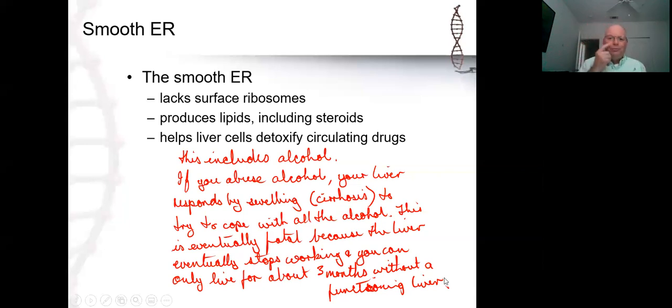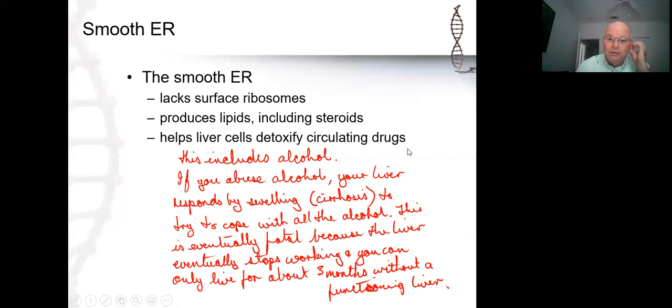So this is why alcohol abuse eventually becomes lethal, because the liver's response to all of that alcohol is to swell to try and make more smooth endoplasmic reticulum in the cells to cope with all of the alcohol. The problem with that is that eventually the liver functions stop because it can't continue to do this. And remember, alcohol is ultimately a cell poison, a cell toxin. So if it can't cope with that, it does eventually wind up killing the liver. And once your liver stops functioning, you've got about 3 months to live. Because you can't live for more than about 3 months without a functional liver.